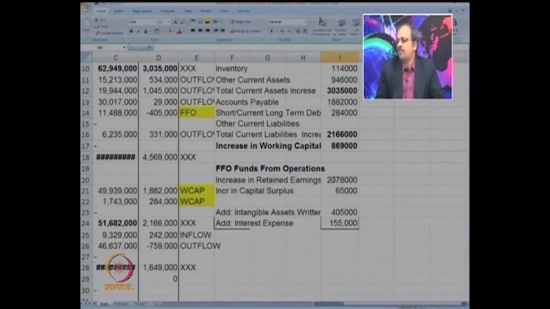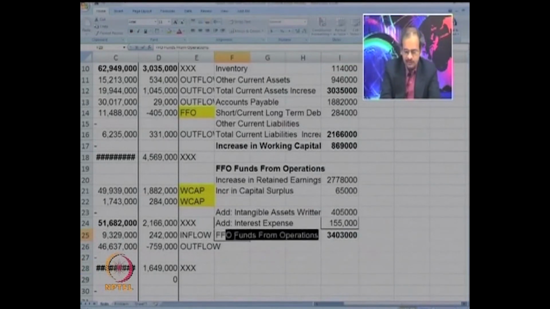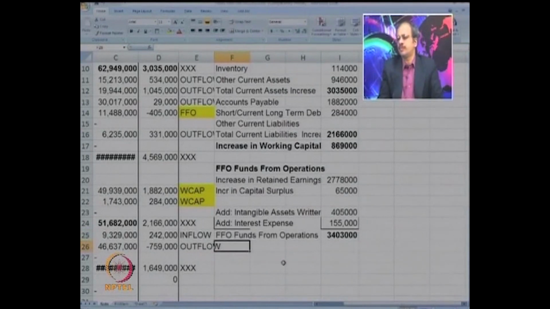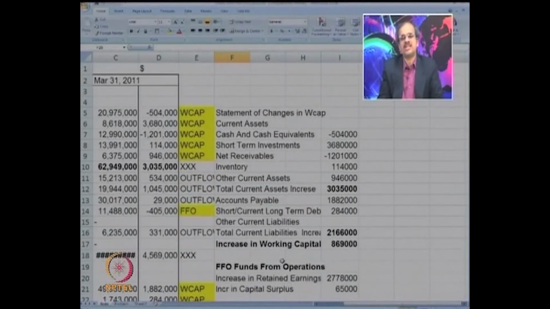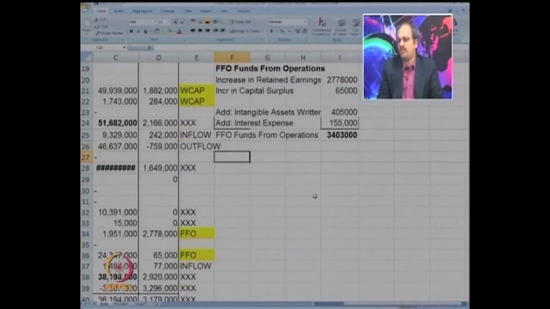So for funds from operations, there is an increase in retained earnings, increase in capital surplus, intangible assets written off and interest expense. All of them will be added. So this is the total FFO, which is an inflow. Now based on this information, let us try to make the main statement, the statement of fund flow.